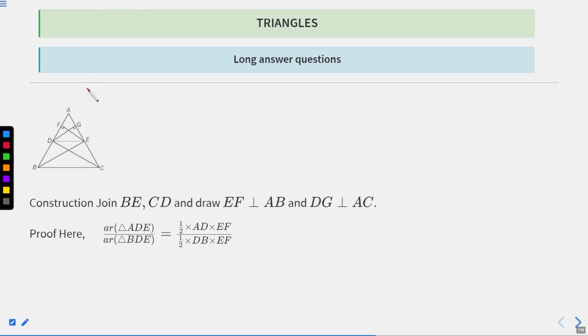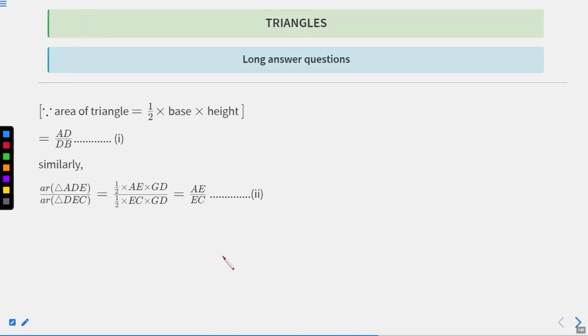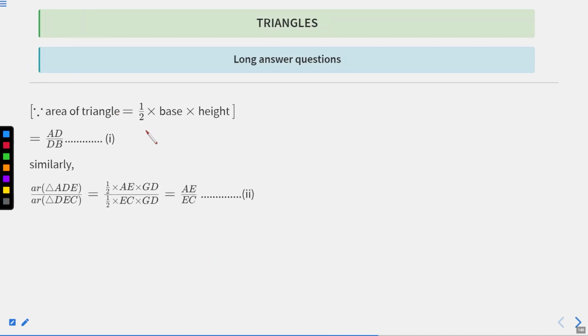Here you can see this figure. By construction, we join BE and CD, and draw EF perpendicular to AB, and DG perpendicular to AC. Proof: area of triangle ADE by area of triangle BDE is equal to half into AD into EF by half into DB into EF. Since area of a triangle is half into base into height, this is equal to AD by DB, and naming this equation number 1.